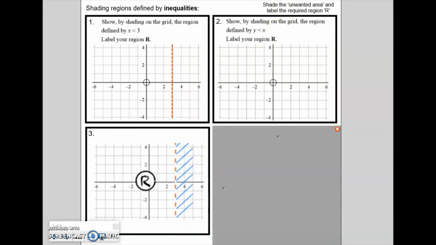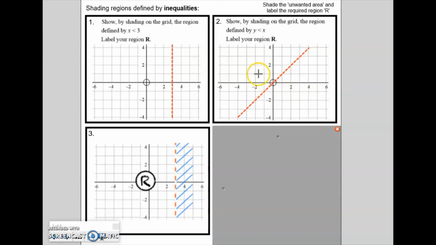And on to question 2. So this time we're asked to show by shading on the grid the region defined by y is less than x, and we're going to label the region R. Okay, so we need to shade in our unwanted region and label the required region as R. To start with, I'm going to draw in the linear graph y equals x. We know from the previous few slides that y equals x is a diagonal line which goes through the origin 0, 0. So now I need to decide if my required region is this side or this side.